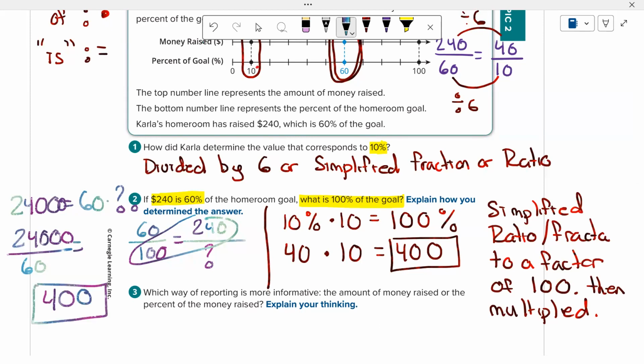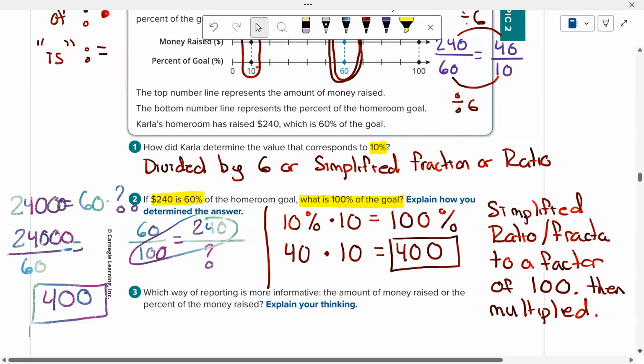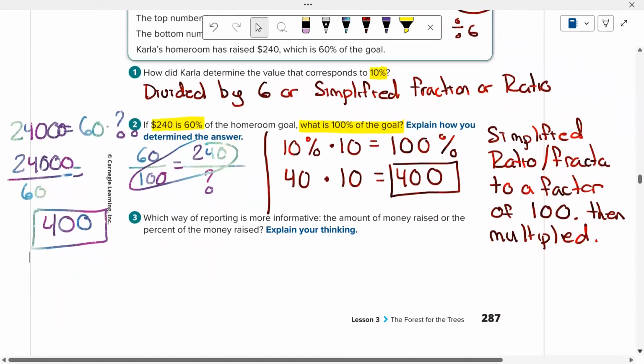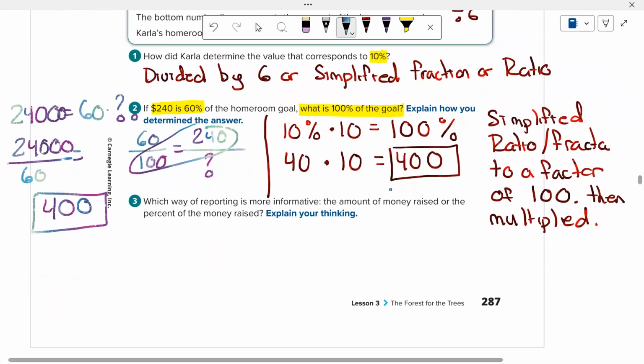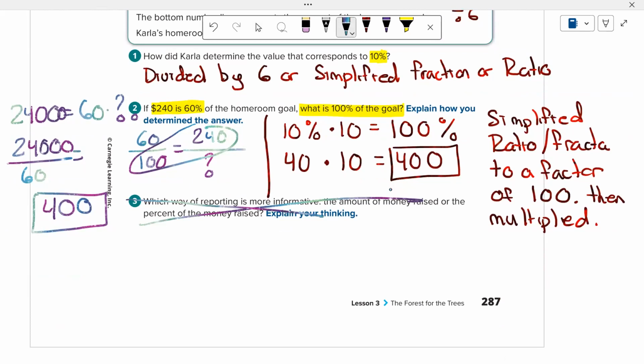And notice, either technique, using the double number line technique or the proportions, gives you the same answer, which they should. They're just different ways to figure it out. All right. So that concludes page 287. We are not going to worry about number 3. That isn't as important. I'm not too concerned with that one.